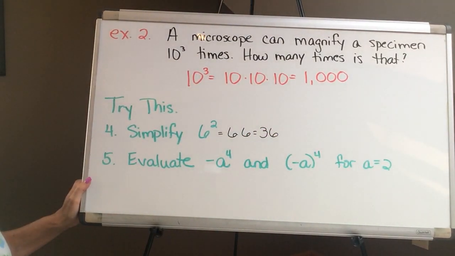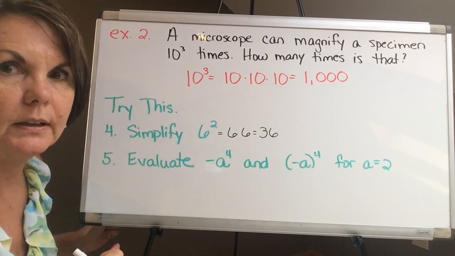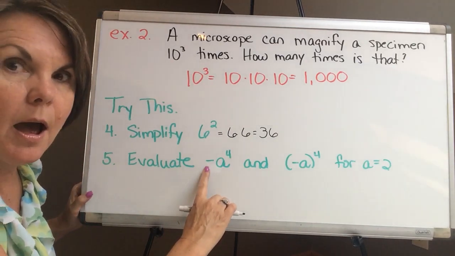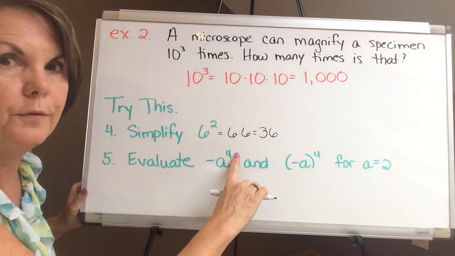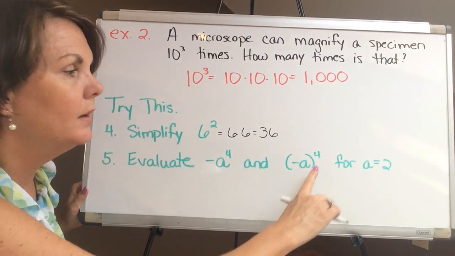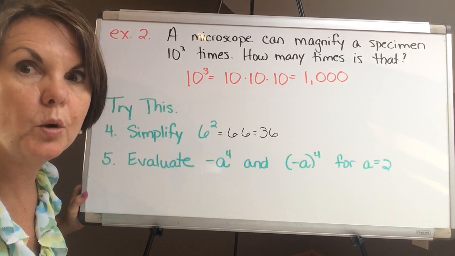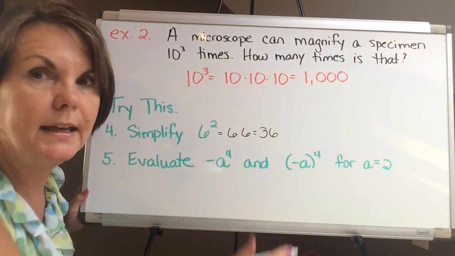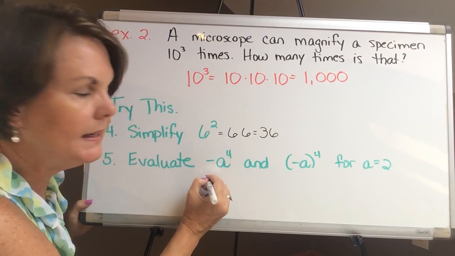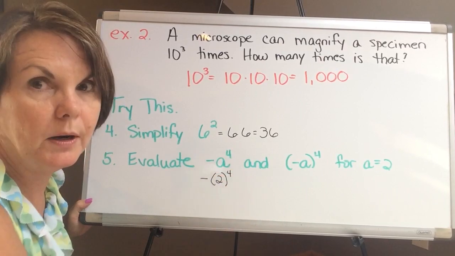Look at number 5, evaluate. This is the trickiest one you're going to have in this whole section, and they do get really confusing. This is saying the opposite of a to the 4th. This is saying (-a) to the 4th power. I want you to evaluate, which we know the word means solve, for when a is 2. So look at the difference here. This is saying the opposite, I'm saying 2 to the 4th power.